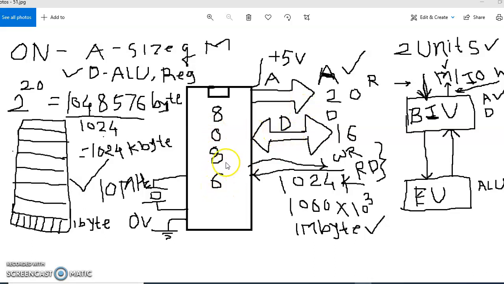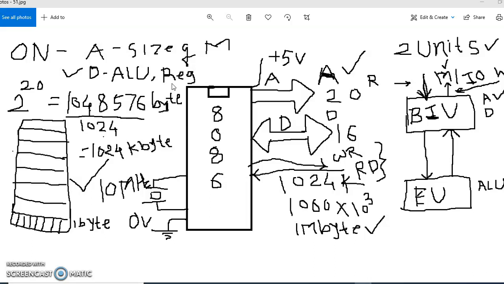Along with this, the processor has 16-bit data lines. These are bidirectional, meaning this processor can send data, which is a write operation, and this processor can read data, which is a read operation, via this data bus. So the address bus is deciding the size of memory, and the data bus is deciding the size of the ALU. Remember this, the data bus is deciding the size of the ALU, the arithmetic logic unit, and the size of the register.